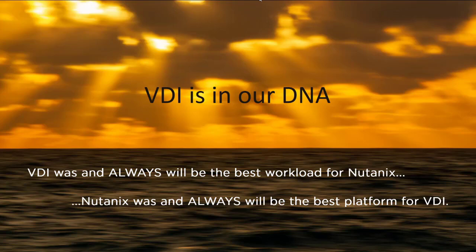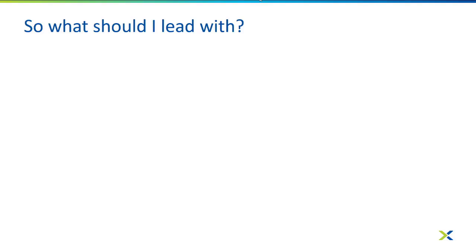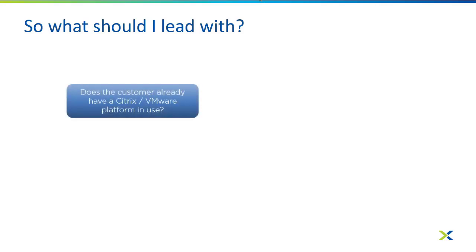So if that's the case, then we need to be able to understand which technologies I should be leading with, whether it's an on-prem solution or whether that is a cloud-based solution. So to be able to help us decide or to determine which solutions we should be leading with, I've tried to boil that down into a single question. That question being, does the customer already have a Citrix or a VMware deployment in use?